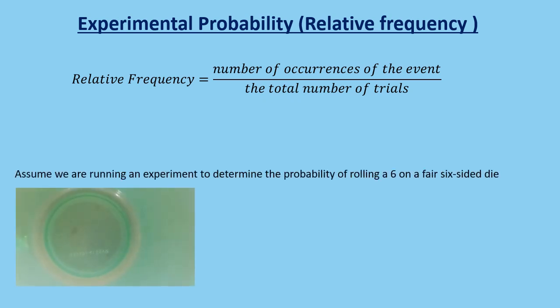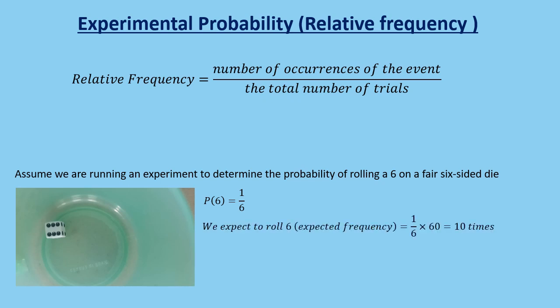Assume we are running an experiment to determine the probability of rolling a 6 on a fair 6-sided die. We all know that the theoretical probability of rolling a 6 is 1/6, so if we roll a die 60 times, we should expect to get a 6, 10 times out of 60. To calculate the experimental probability, we would roll the die 60 times and keep track of how many times we got a 6.